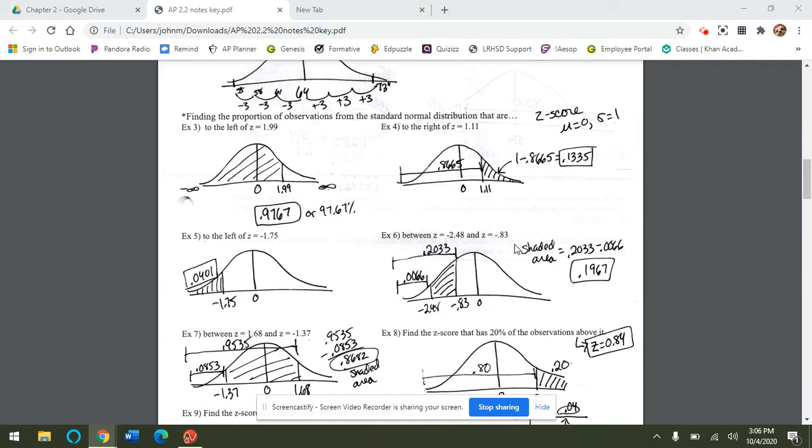These are the exact notes. I'm going to use our notes that we did the other day to model how we can do this in the calculator. Okay, and then it's going to be up to you. It's your personal preference what method you like to do this. So what we want to do is we want to take this first example, example 3. All right, we already found the answer to be 0.9767. We wanted to find the area under the curve to the left of 1.99.